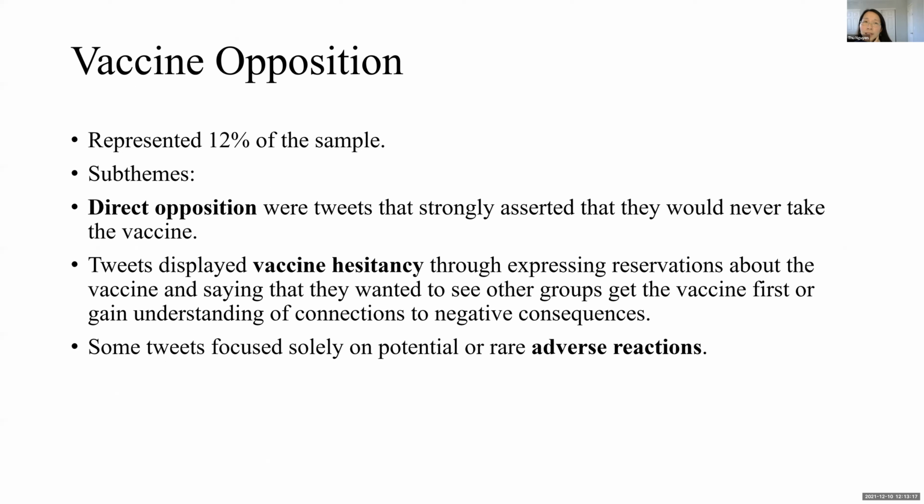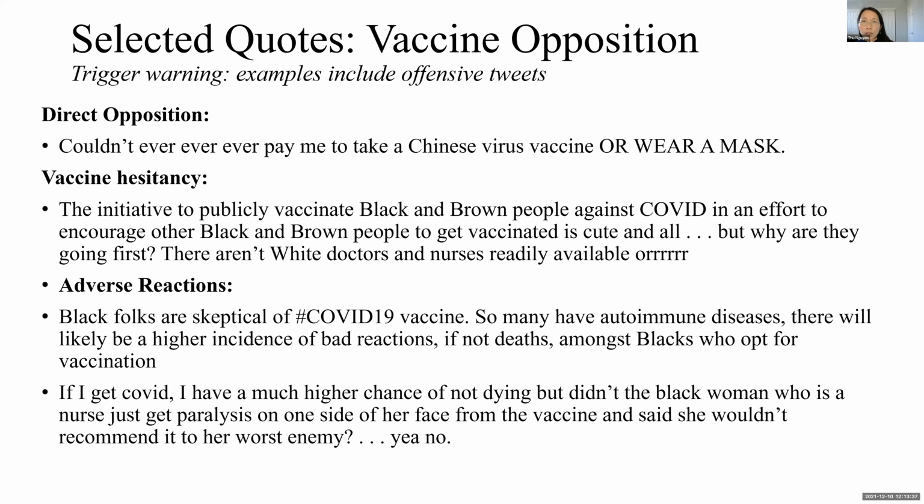And then there was also vaccine opposition. These included direct opposition where people say they will never get the vaccine. And then another set of tweets expressed that they had some concerns, but they were more open to getting the vaccine at some point. And people also talked about concerns about adverse reactions. So here are some selected tweets. And one sub-theme that was particularly interesting to our research team was the vaccine hesitancy tweet.